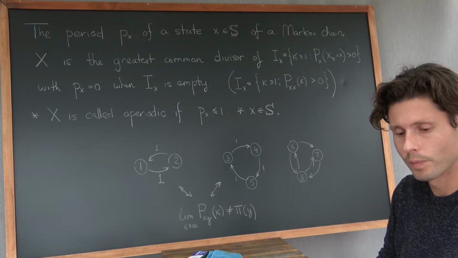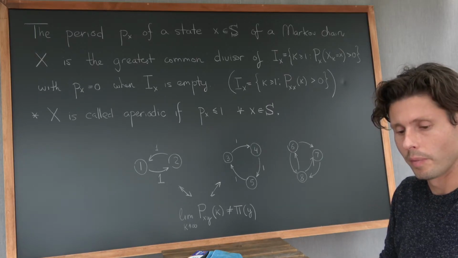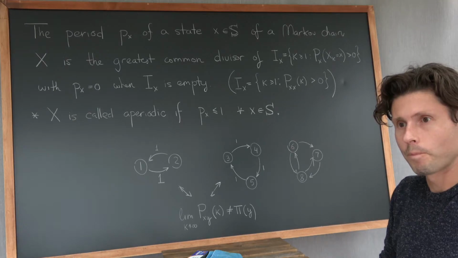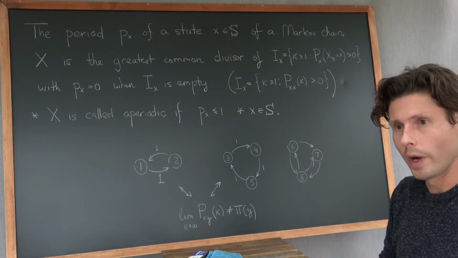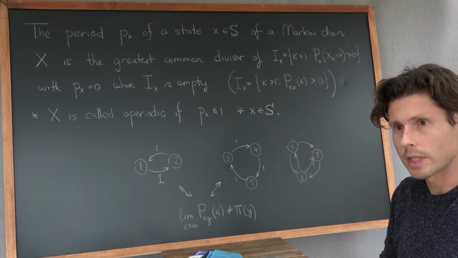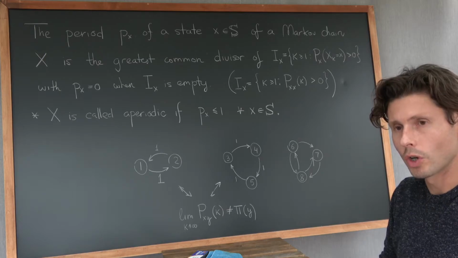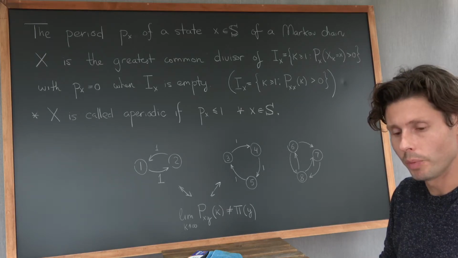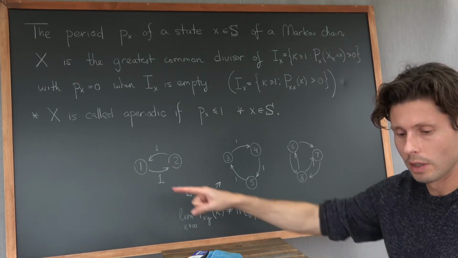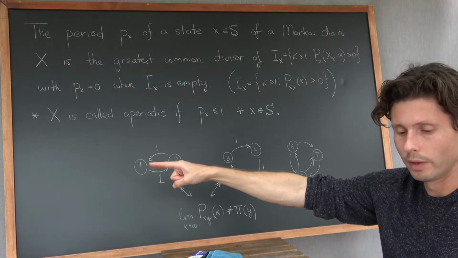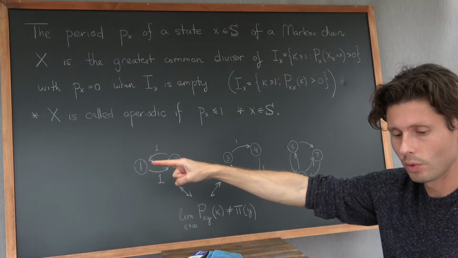Well, that's 2. So another way to think of the period is as ways of returning to a state in multiples of the period. Whenever a state has period px, you can return with positive probability in multiples of px. And so in here, px, or p1 in this case, is equal to 2, and same thing for state 2.